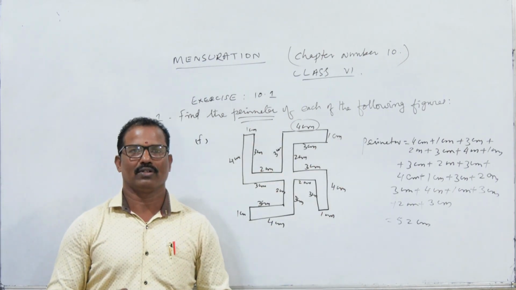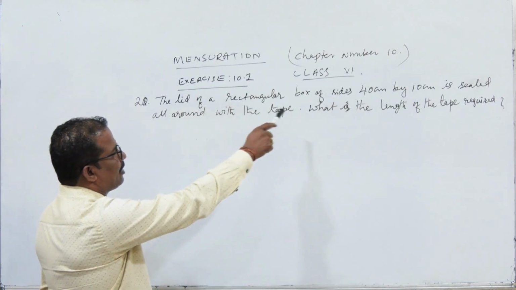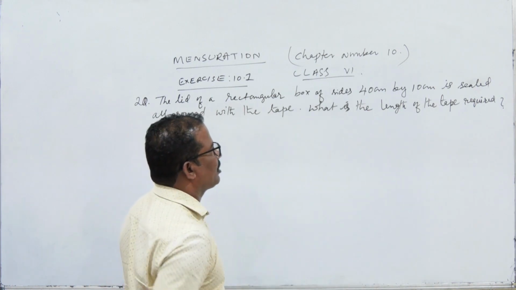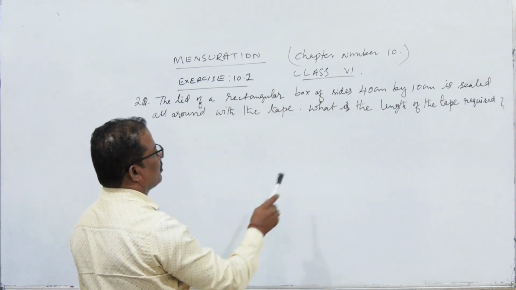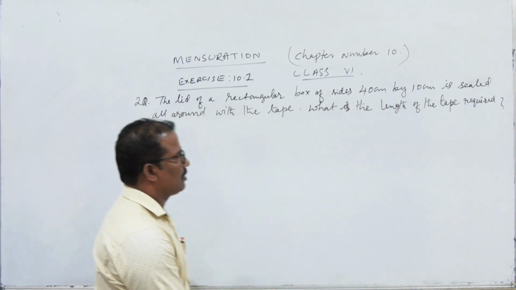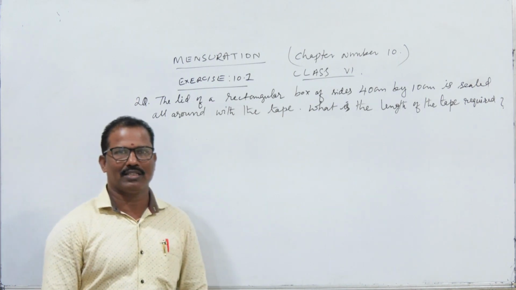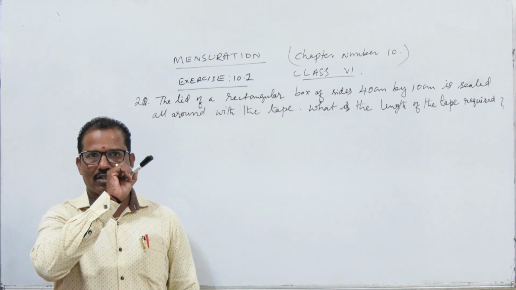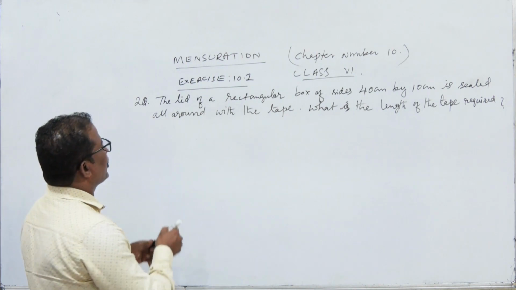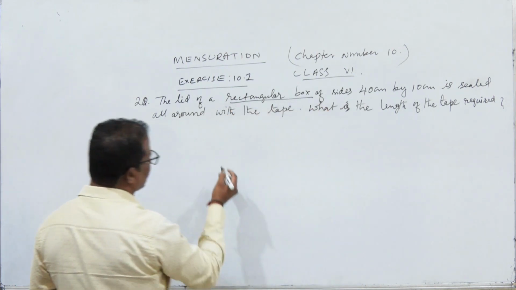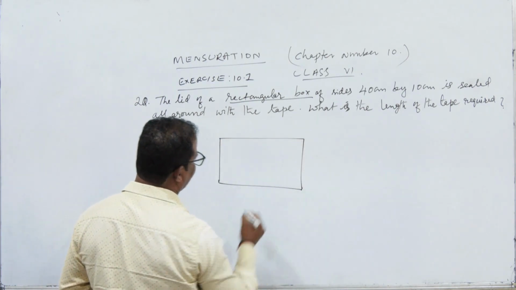Understand all of you? Good. Now see second question of this exercise, that is, the lid of a rectangular box of size 40 centimeter by 10 centimeter is sealed all around with the tape. So what is the length of the tape required? So in this question it is said that the lid of the rectangular box, that means the rectangular box top is in the shape of a what? Rectangle only. Because it is given that rectangular box, so the lid will be in this shape. Understand? Yes, rectangle shape.